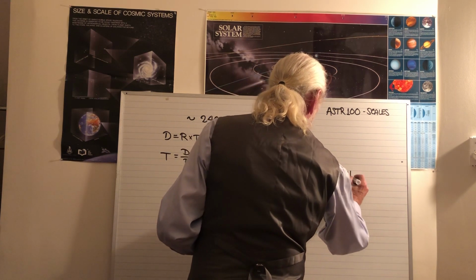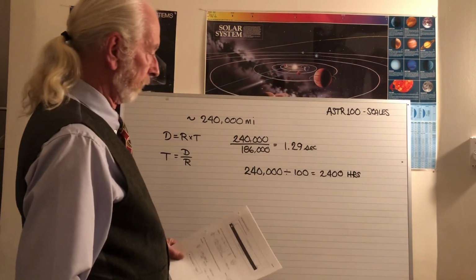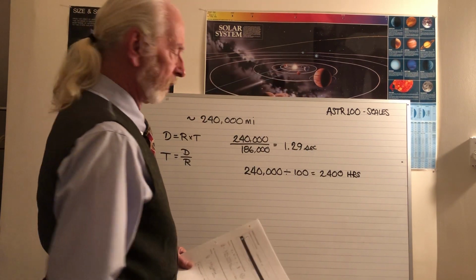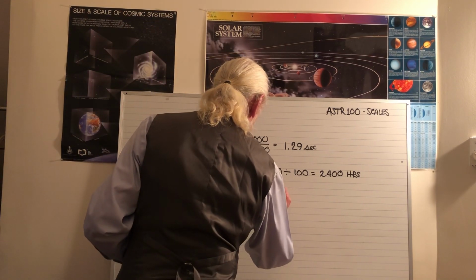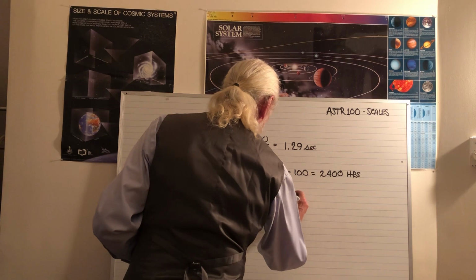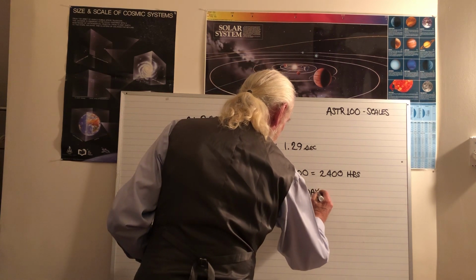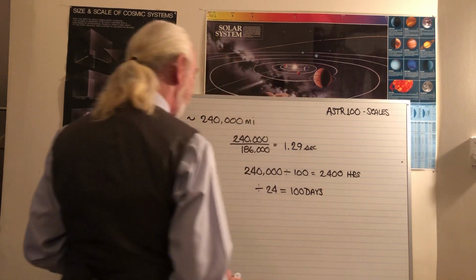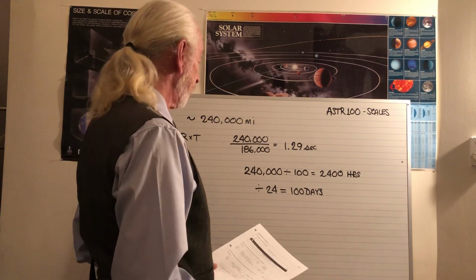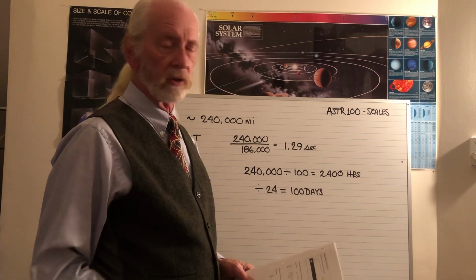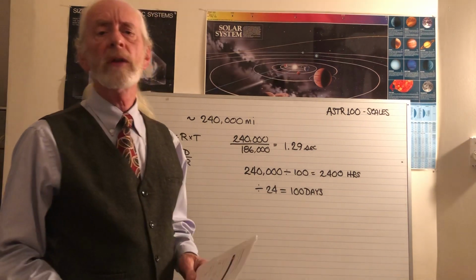It'll take us 2,400 hours to get there, which doesn't mean much to me. So I'm going to divide that by 24, and that means it's going to take 100 days. Right about at the end of the semester. If we leave tonight, we'll get there just about at the end of the semester, give or take. That's how far away the moon is.